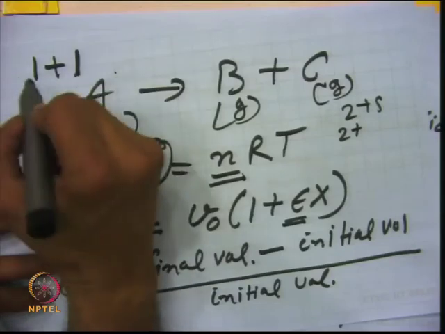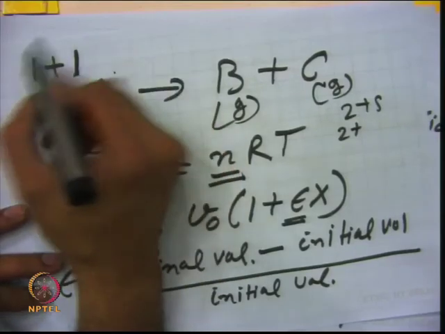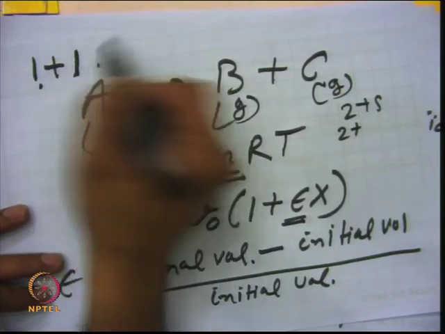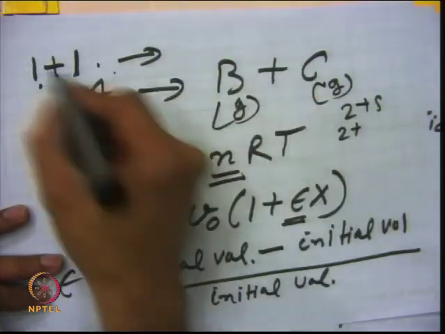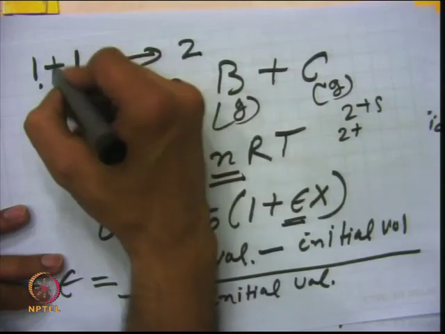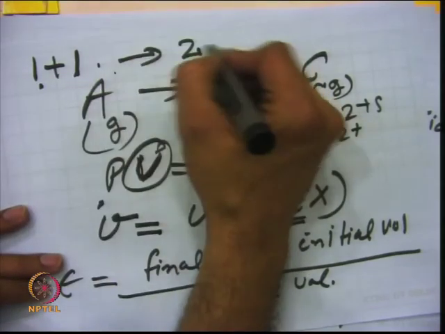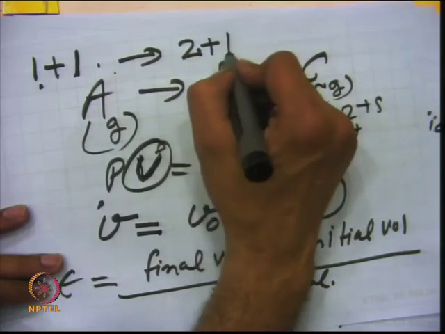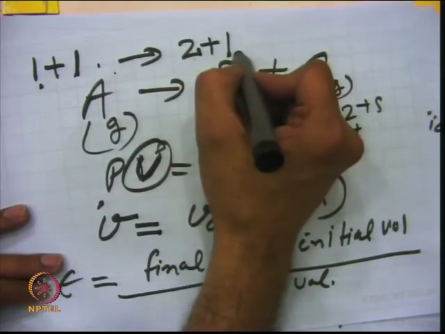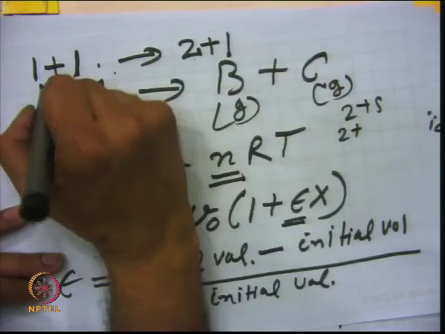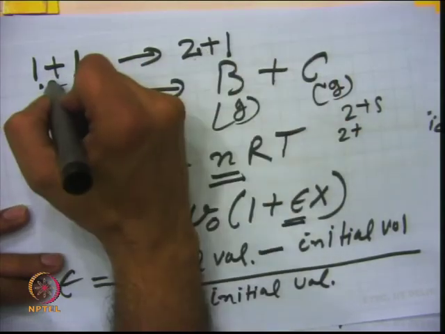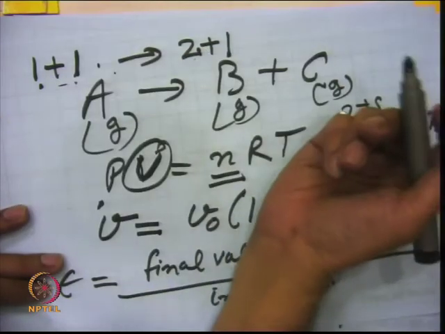So, either you say 0.5 of A and 0.5 of inert, or 1 mole of inert and 1 mole of this. When it completely converts, 1 mole of this will give you 2 moles, as the reactant converts to complete product. But inert will not convert, so it will remain as such. So, the final moles will become 3, initial 2. So, 3 minus 2, divided by 2, is 0.5.